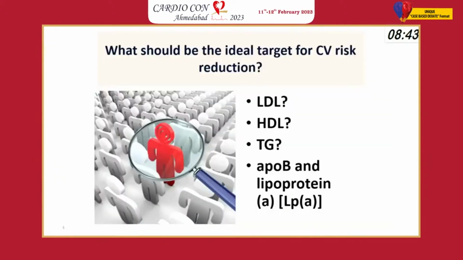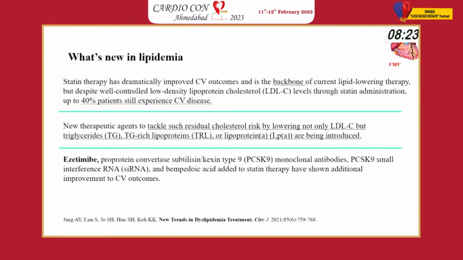So, in such a case, what should be the ideal target for cardiovascular risk reduction? Only LDL? Only HDL, which is also low? Triglycerides are also high. As I said, he is a mixed dyslipidemia while on 20 milligrams of rosuvastatin. And what about ApoB and Lp(a)? So what is new in dyslipidemia has been seen.